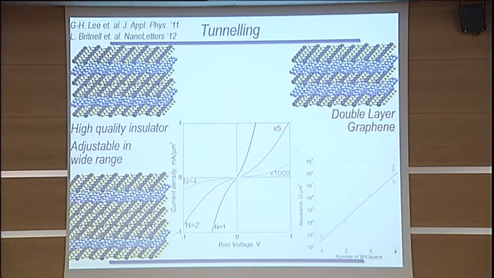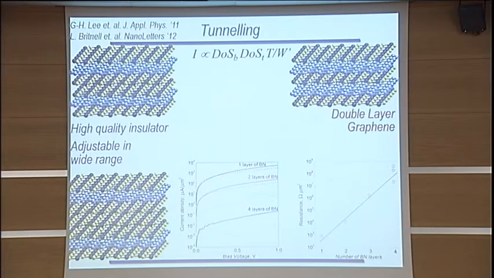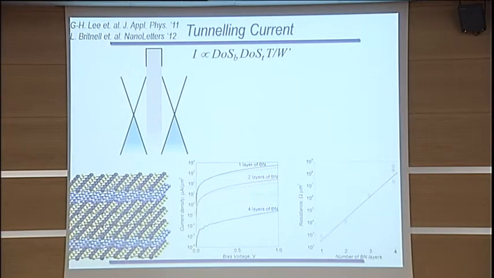The IVs, however, do not scale exponentially at all, and the reason for that is that your tunneling current is generally dependent on the transmission probability, but also on the density of states of the emitter and the collector.